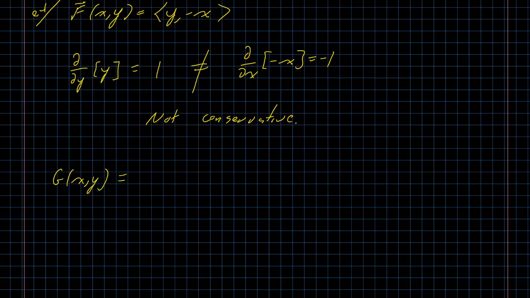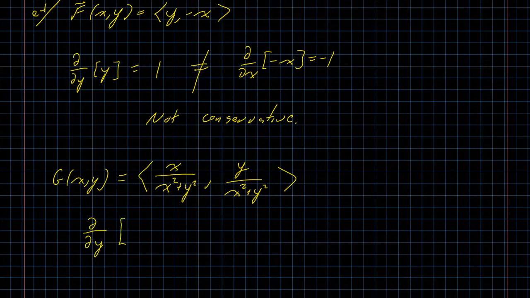By comparison, if I take some other vector field, g of x and y, x over x squared plus y squared, y over x squared plus y squared, and I take the partial derivative with respect to y of the x component, which is not going to be fun, but not nearly as bad as it seems because that x in the numerator is a constant. So we really have x squared plus y squared to the negative first power.